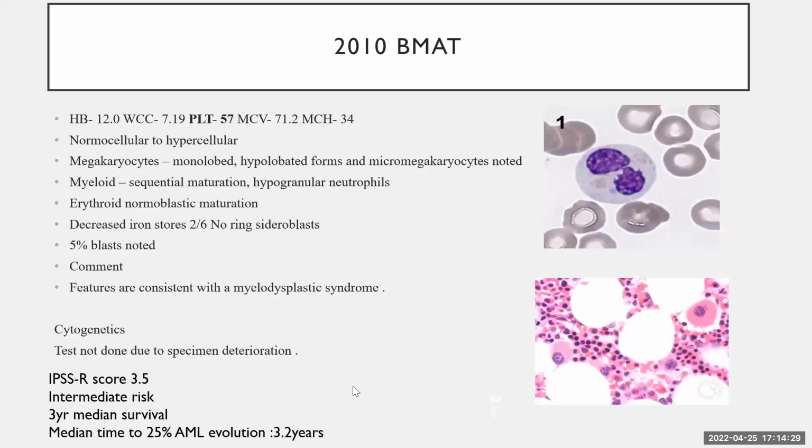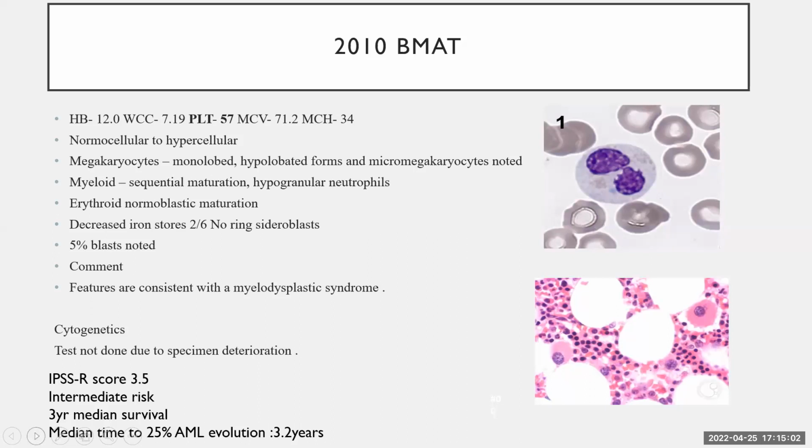So his bone marrow in 2010, at this point, his platelet count was 57. It was normocellular to hypercellular. He did have megakaryocyte atypia or dysplasia. He had monolobed and hyperlobated forms and also micromegakaryocytes. The myeloid series was in sequential maturation, and there were some hypogranular neutrophils. Erythroid was normoblastic in maturation, and there was a decrease in his iron stores of 2/6 with no ring sideroblasts, and there was 5% blasts noted.